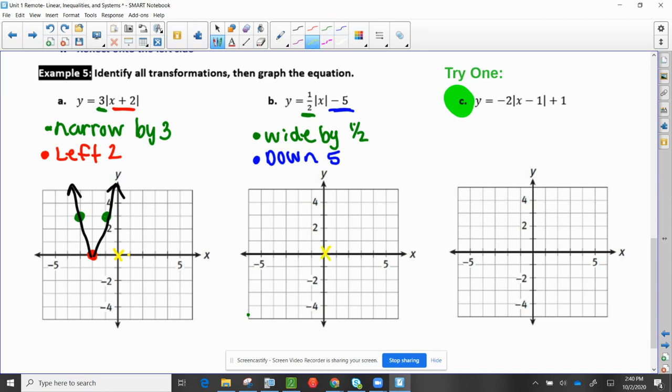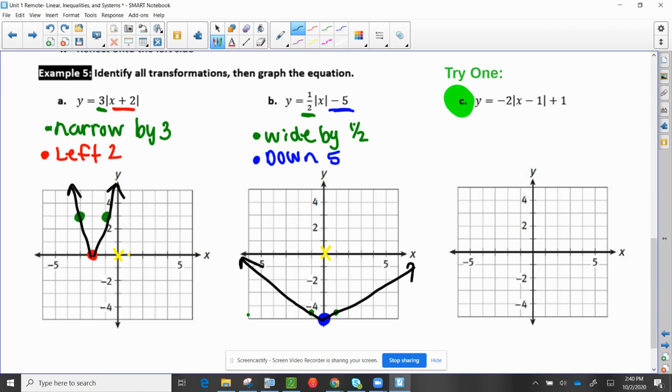Okay. So again, if I mark my parent function start, it's going to be at 0, 0. So my only shift I have to make is down 5. So here's my new vertex. And then we just have to widen this graph by a half. So similarly, like what I did on A, I went over 1 and up 3 because it was narrow. Do the same thing. Go over 1, but just up a half. And there's your graph. So if you connect those dots, you can tell that that's going to make the graph wider.